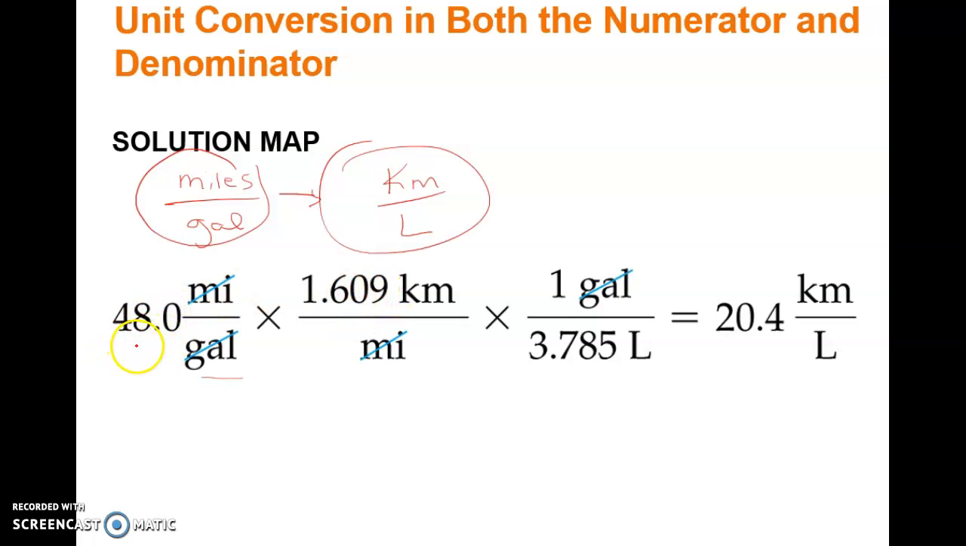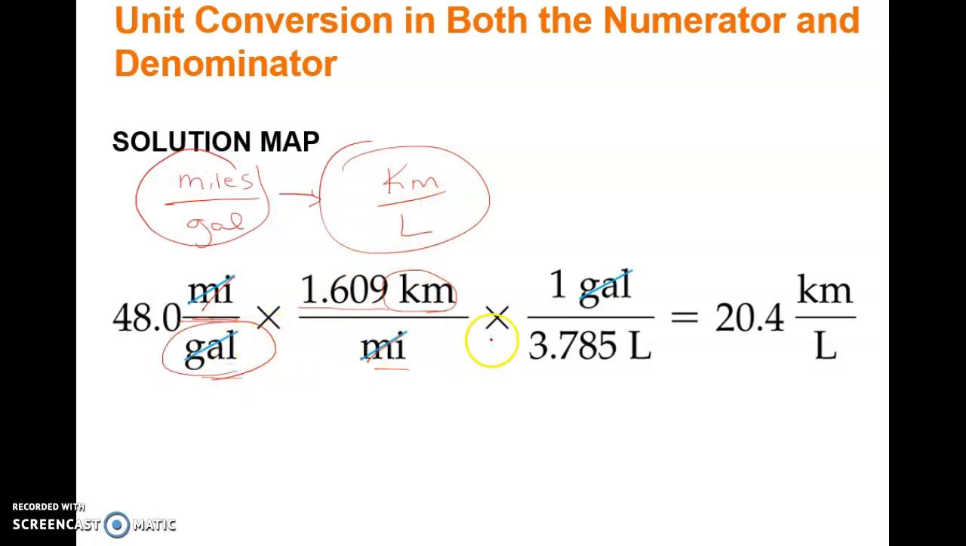So we're starting out with 48 miles per gallon, okay? So we just have to start converting one at a time. I know, because you can look it up, that there are 1.609 kilometers per mile, okay? So I want my miles on the bottom because I want it to cancel, and my kilometers on the top, okay? So now I'm in kilometers, which is good, because I'm trying to get to kilometers per liter, but I'm still in gallons, okay?